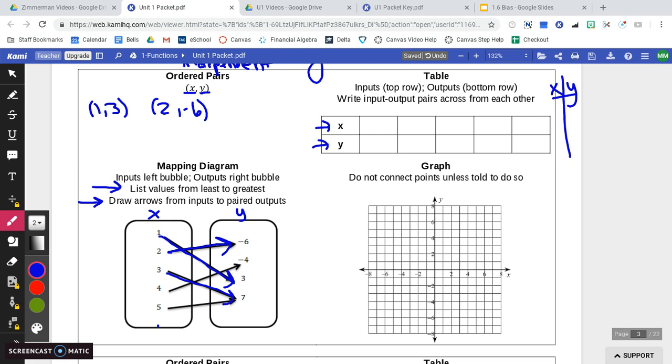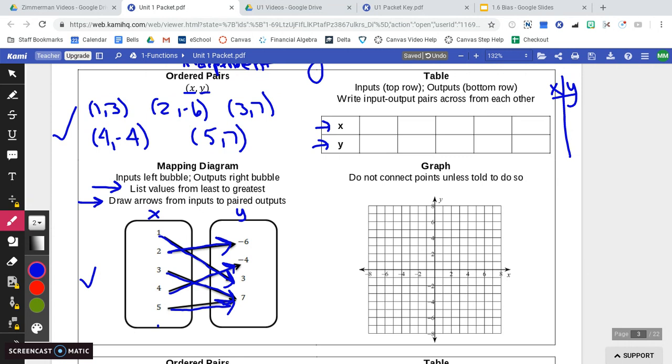3 is paired up to 7. 4 was paired with -4. And 5 was paired with 7. So now we've represented this relation as a mapping diagram and as a set of ordered pairs.